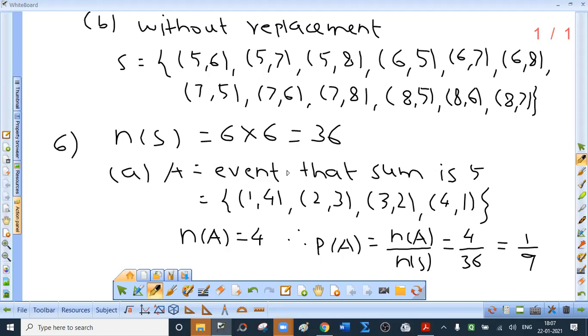Now first part, let A be the event that sum of the numbers is 5. So how many sample points in favor? (1,4), (2,3), (3,2), (4,1). These 4. So out of 36, 4 are in favor. So probability P(A) is n(A) by n(S), that is 4 by 36, that is 1 by 9.